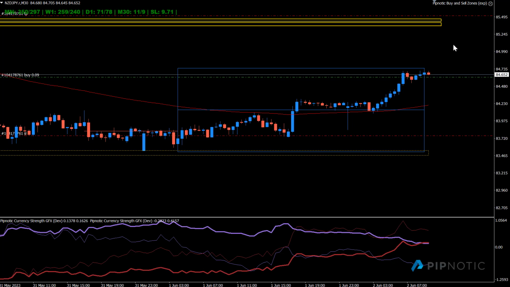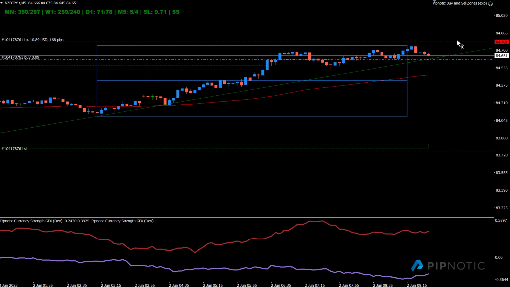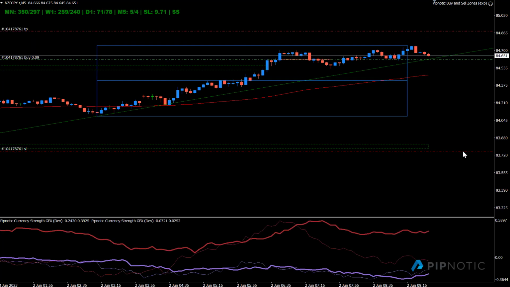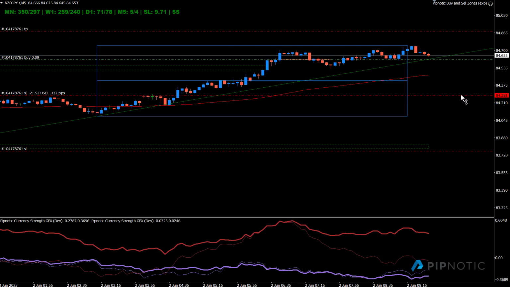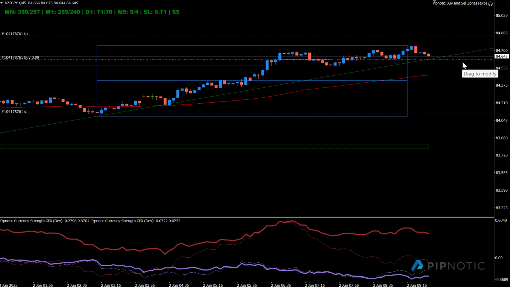What the software is doing now, it's looking at current price relative to the target and the entry, and as soon as price moves, let me go down to a smaller time frame so it's easier. As soon as it moves a certain distance towards the target, in the default configuration, it has to move 50% of the distance. And so if I move this so that current price is 50% between the entry and the target, as soon as this happens, the stop loss will get snapped back to break even.